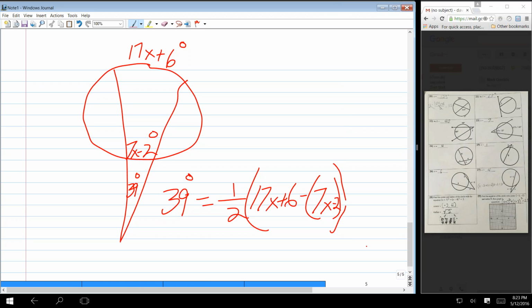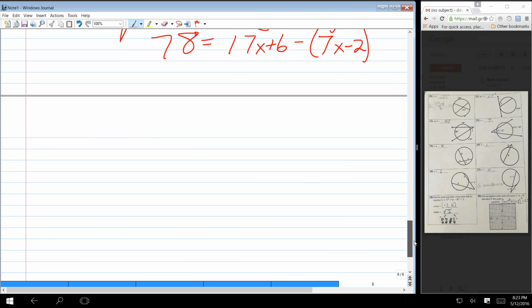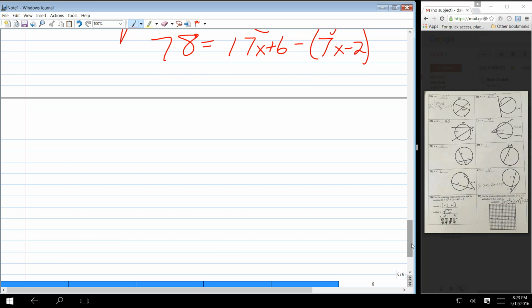Multiply both sides by 2. Okay, so now I got 78 equals 17x plus 6 minus, in parentheses, 7x minus 2. Now what's the next step? We could combine like terms. Getting rid of the denominators. What's the next thing you want to get rid of? The parentheses. Okay, let's eliminate this set of parentheses here.